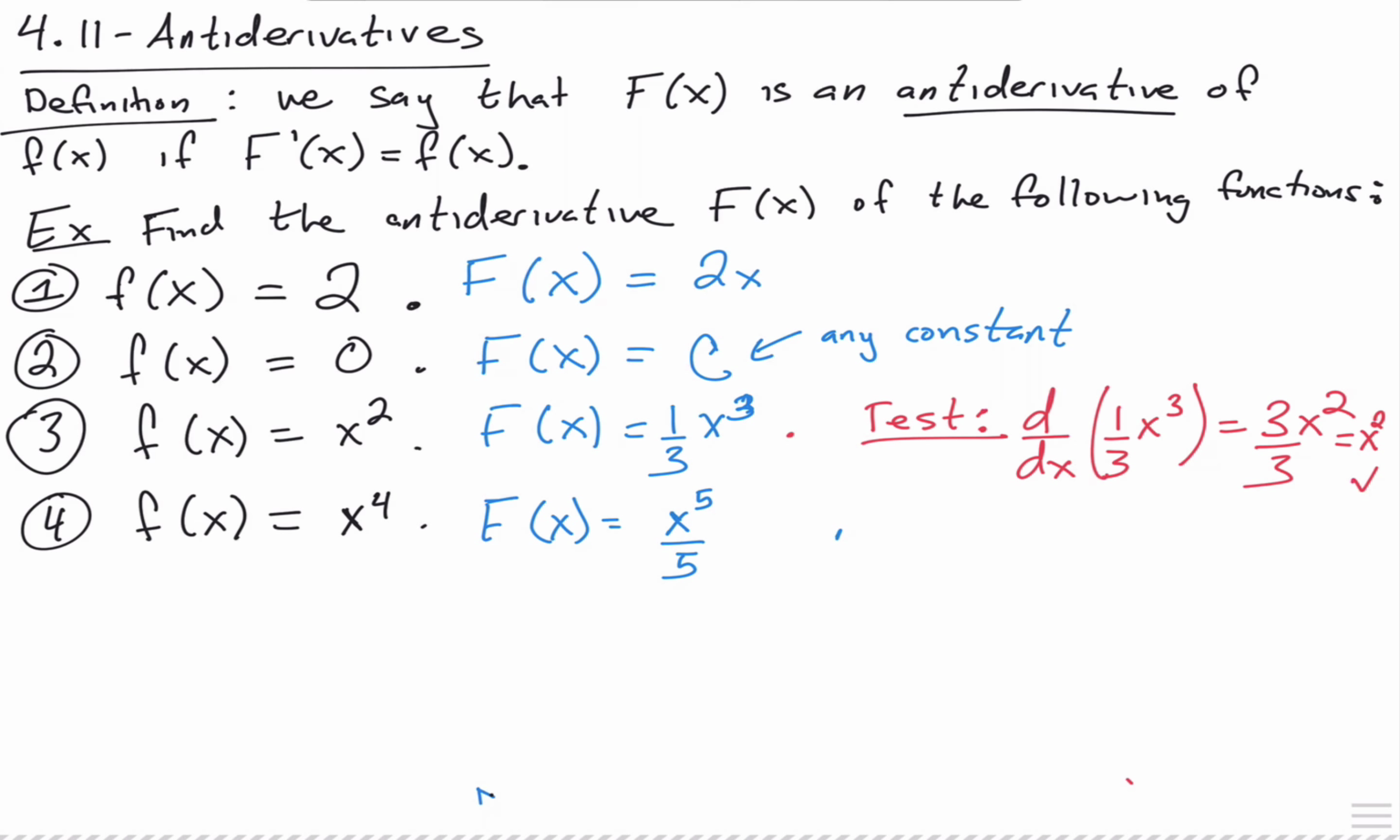So if you're not sure, well, just test, right? You can always test. All you have to do is get the derivative. So does that work? If I get the derivative of x to the fifth over 5, I end up with x to the fourth, right? Which is exactly what I was looking for, right?